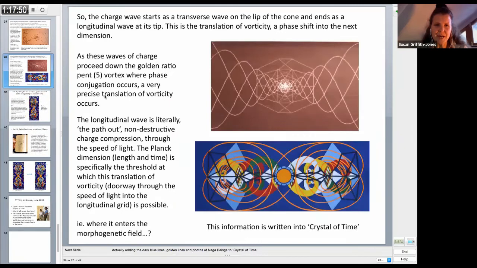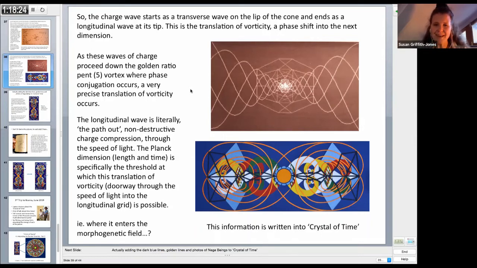So just to recap, the charge wave starts as a transverse wave on the lip of the cone and ends as a longitudinal wave at its tip. But this is the translation of vorticity, a phase shift into the next dimension. As these waves of charge proceed down the golden ratio pent, as in 5, again we have the number 5, vortex, where phase conjugation occurs, a very precise translation of vorticity occurs. The longitudinal wave is literally the path out.